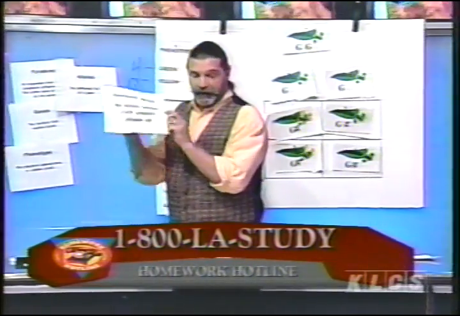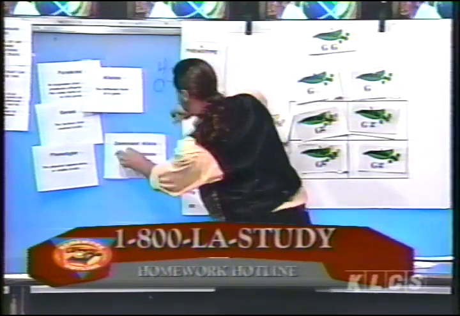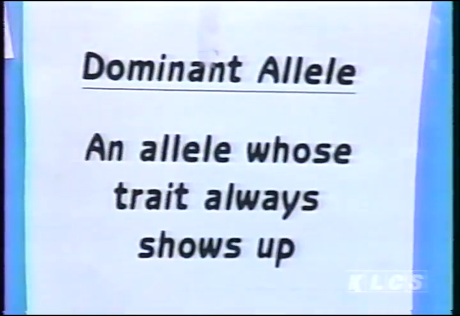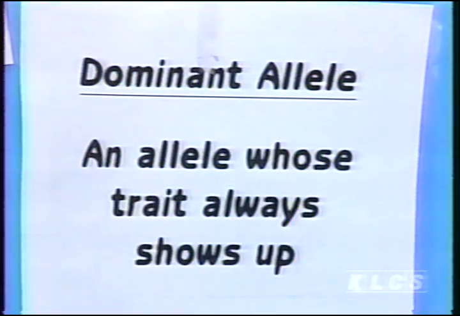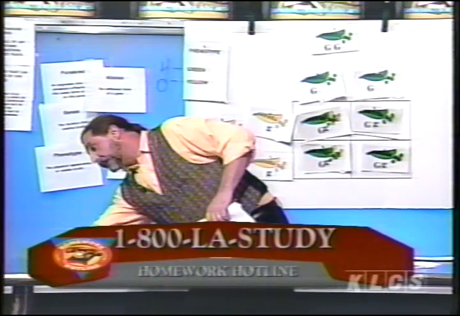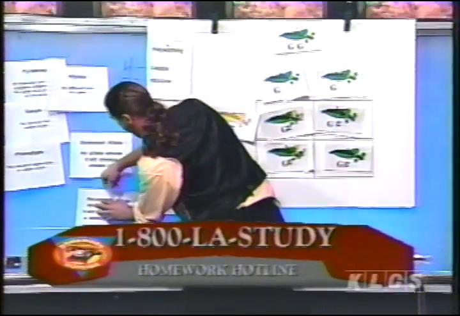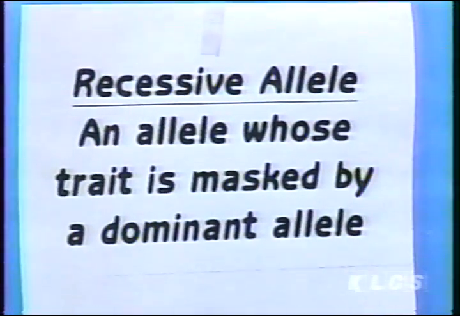A dominant allele is a trait that always shows up. If I have dominant and recessive traits together, the dominant gene always shows up. Whereas a recessive allele is a gene that is masked when it is present with a dominant allele. So the recessive allele is an allele whose trait is masked.